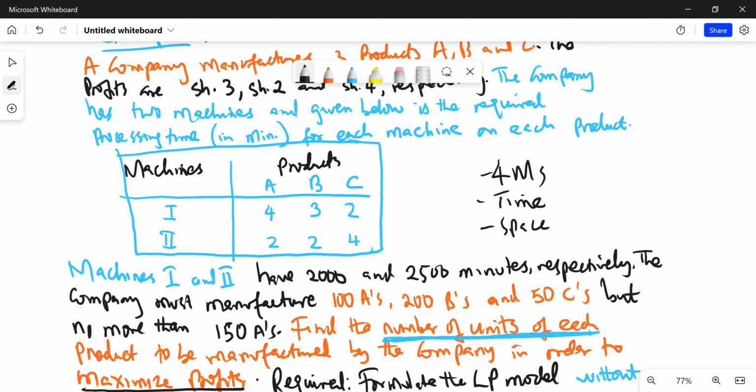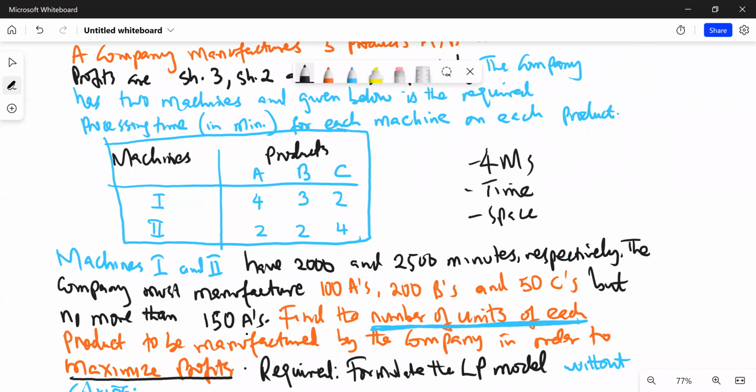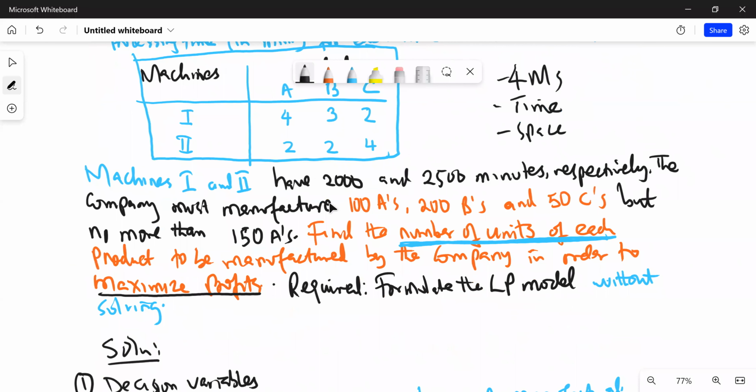Okay. Then we also have another requirement here, the demand. We have a demand constraint here. The units required is also a constraint because we must, okay? The company must manufacture. That means you can't produce less than 100 units of A. We cannot produce less than 200 units of B. We cannot produce less than 50 units of C. But again, we cannot produce more than 150 units of A. So those are the demand constraints.